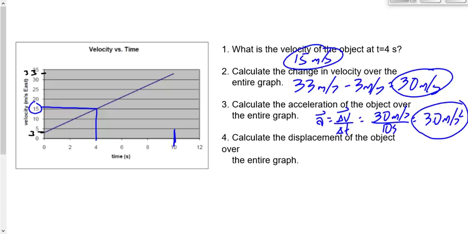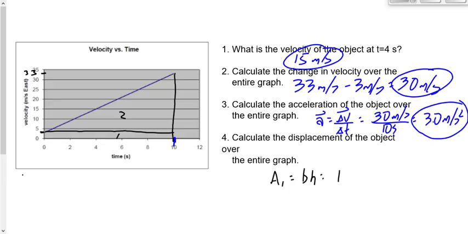And finally, the displacement. Watch me carefully on this one, okay? I don't know an equation directly to find the area of that shape. So what I'm going to do is break that shape into two shapes, a rectangle and a triangle. The area of the rectangle, I'm going to call it A1, is base times height, or length times width. The base is 10 seconds. The height goes from 0 to what? 0 to 3, yeah, from 0 to 3. So that gives me an area of 30 meters.